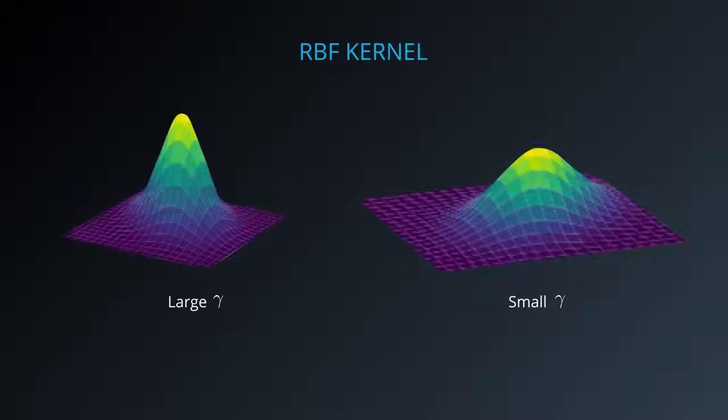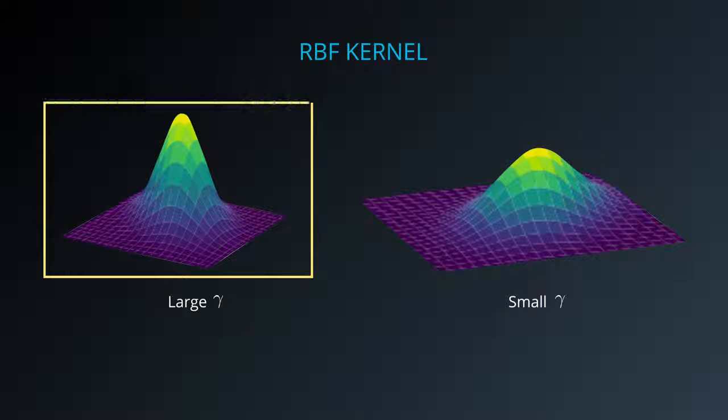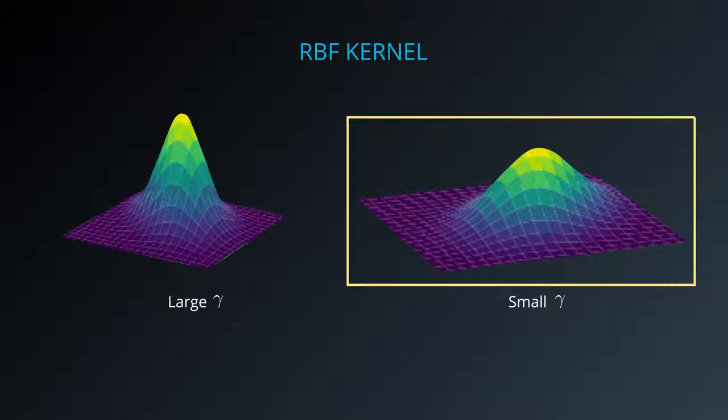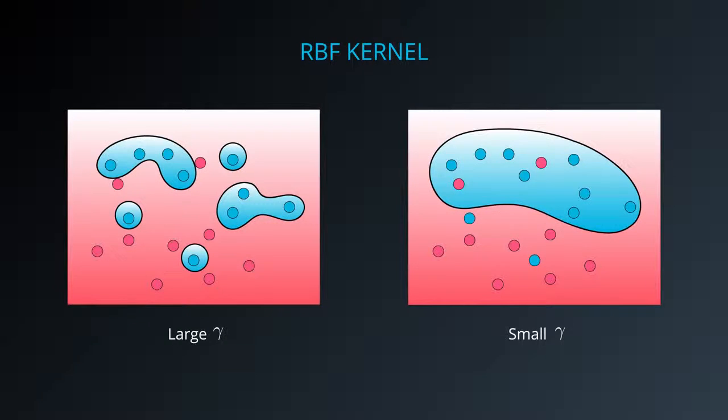In higher dimensions, this is very similar. A large gamma will give us some pointy mountains like the one on the left, and a small one will give us mountains looking like the one on the right. And this choice of gamma actually matters a lot in the algorithm.